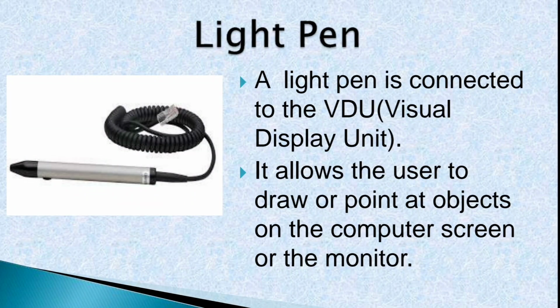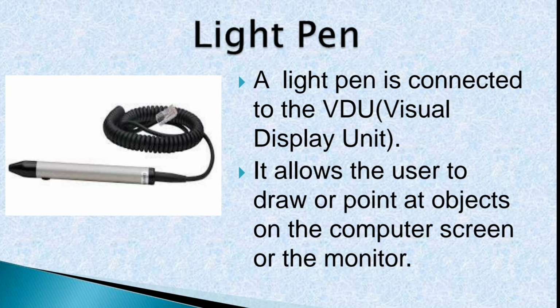Now, second technology is light pen. A light pen is connected to the VDU, Visual Display Unit. It allows the user to draw or point at objects on the computer screen or the monitor. It means it is shaped like a pen. It consists of a photocell and an optical system placed in a small tube. So this way it is one type of input device.